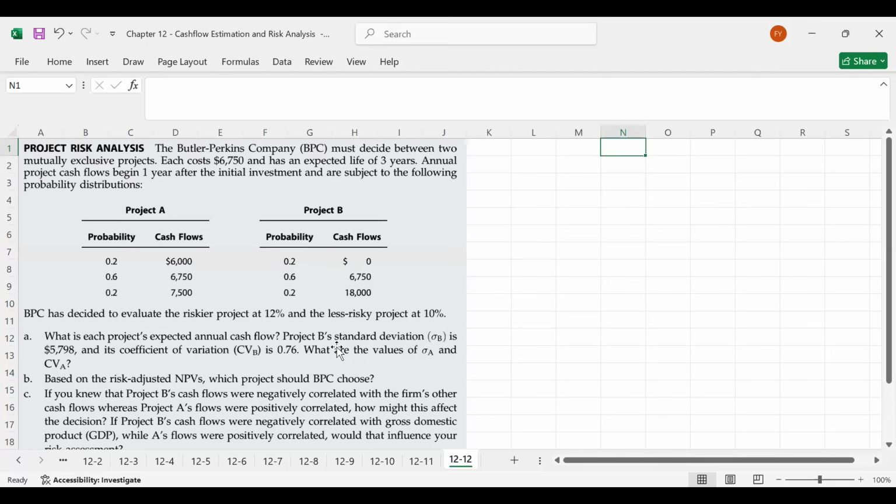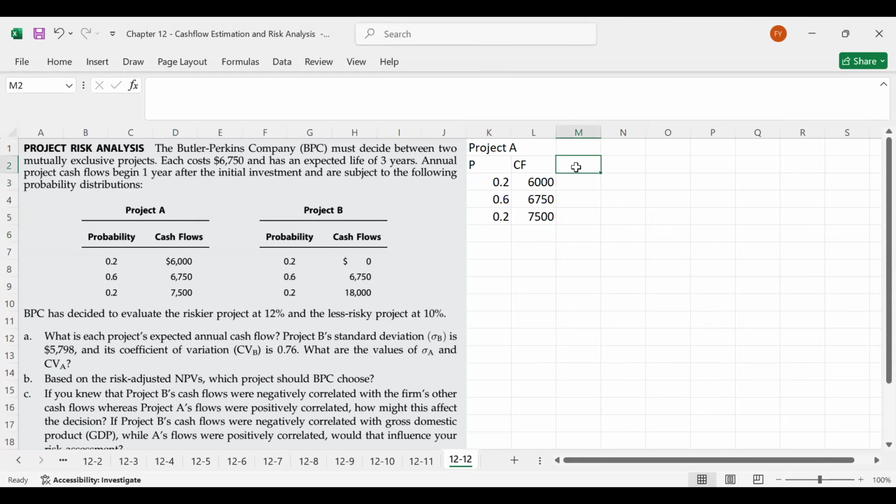So here we are back to the problem and project A. And for project A, probability is given, or you can say P is given, which is 0.2, 0.6, and 0.2. And then cash flows are given. Cash flows are $6,000. Then we have 6750, and then we have $7,500.